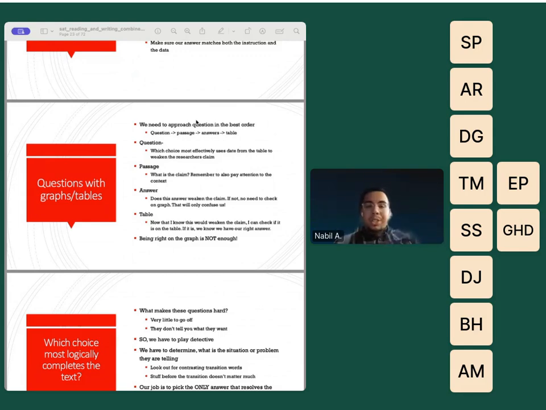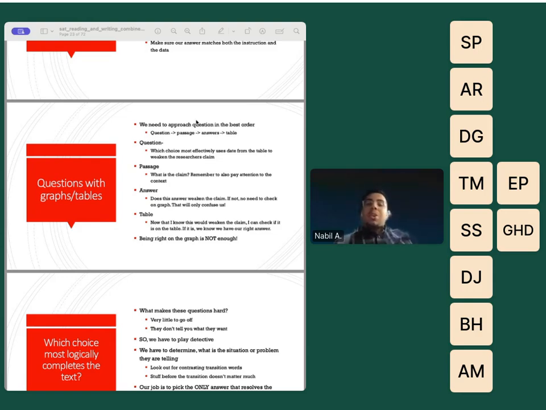So the next question type, as you see here on the screen, is questions with graphs and tables. I really like the digital SAT in that they took out the long passages. If you have ever seen the older SAT, really you just have these small paragraphs and a question that comes along with it. So that's really nice. And the SAT is also trying to implement more of these graphs and tables questions.